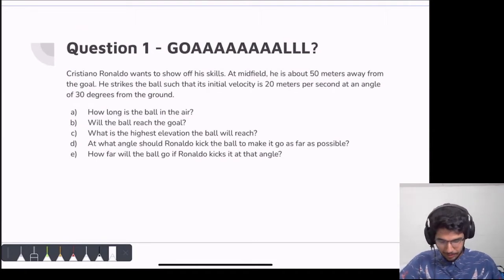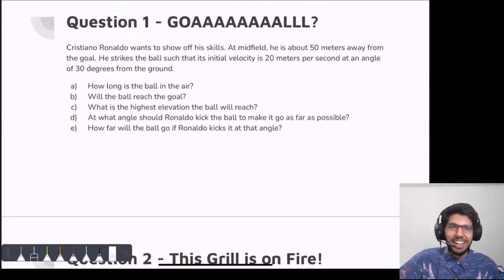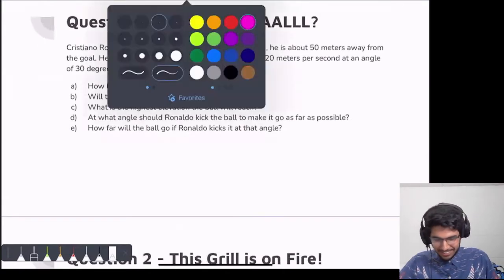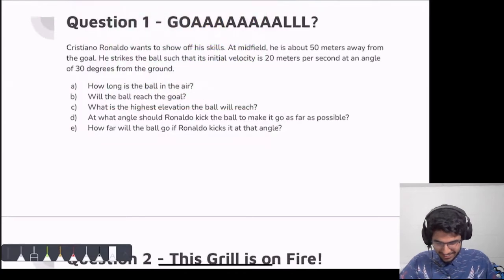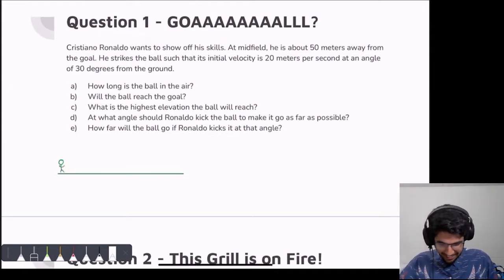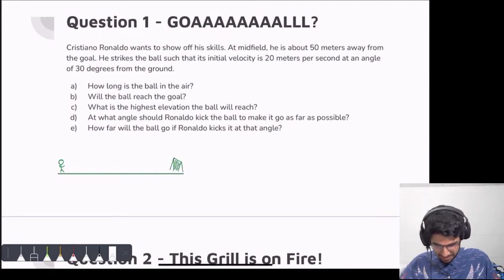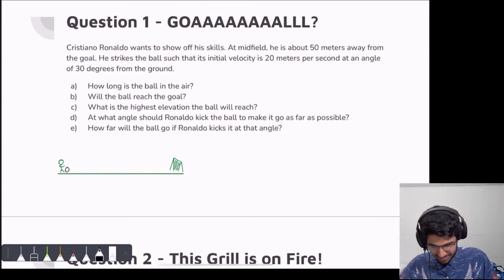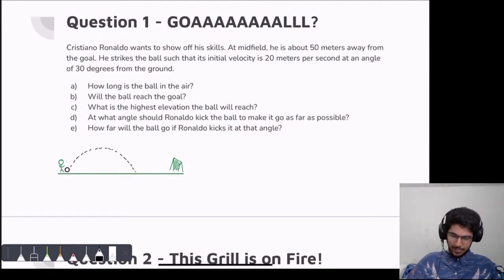Okay, so I'm going to draw a little picture. And I am no artist, so you're going to have to bear with me. Essentially we have this ground here, and we have Mr. Ronaldo standing right there, and this goalpost is somewhere here. And then we have a soccer ball, which is like this, and he kicks it, and it flies through the air, and we don't really know where it lands, but let's just say it lands there.